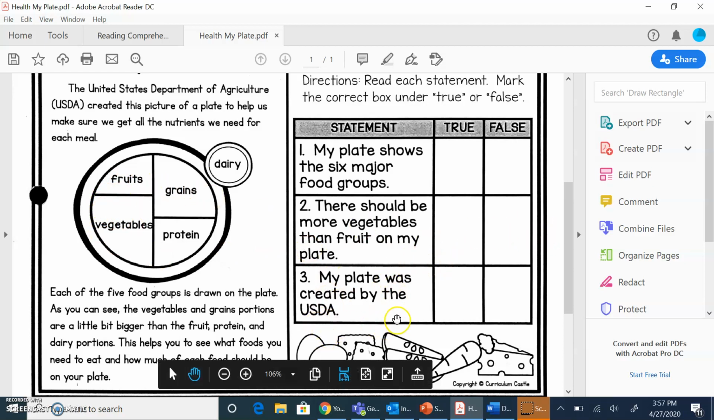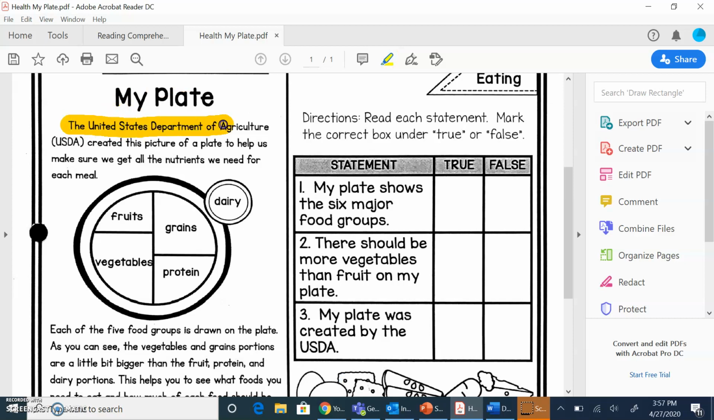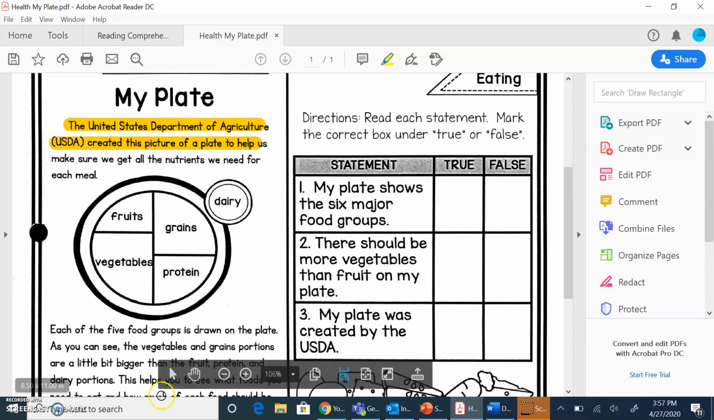And then my plate was created by the USDA. So we did see that already before, if you remember. Right there. So the USDA created a picture of the plate to help us. So tell me if that's true or false. All right, guys, go ahead and go over to Teams and answer those questions.